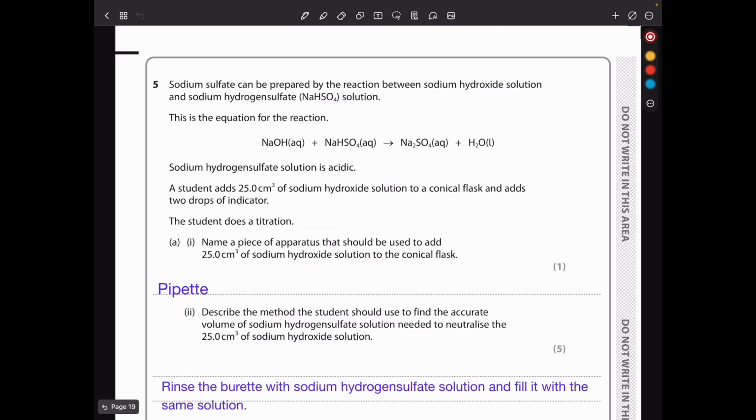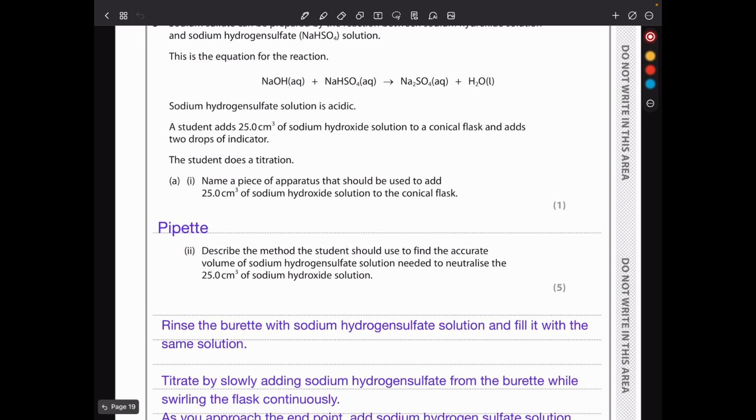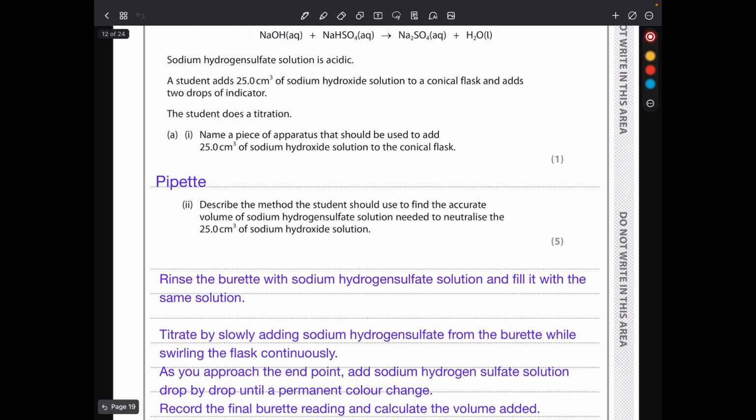In question 5, sodium sulfate can be prepared by the reaction between sodium hydroxide solution and sodium hydrogen sulfate solution. This is the equation for the reaction. We see that there. Sodium hydrogen sulfate solution is acidic. A student adds 25 centimeters cubed of sodium hydroxide solution to a conical flask and adds 2 drops of the indicator. The student does a titration. Name a piece of apparatus that should be used to add 25 centimeters cubed of sodium hydroxide solution to a conical flask. This is a volumetric pipette, or you can just say pipette.